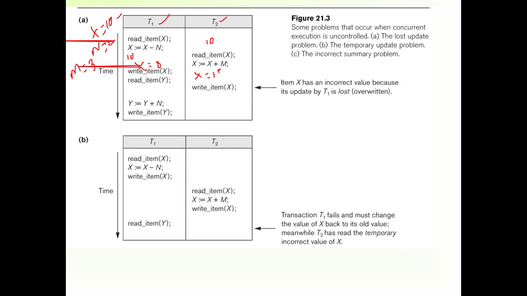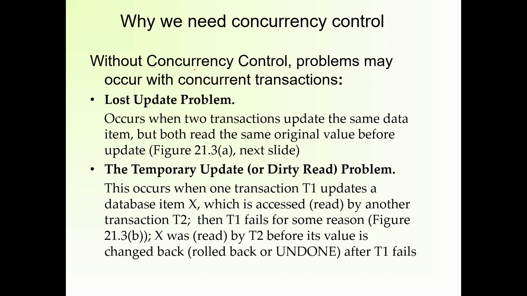In the same way, if I execute T2, then the 10 value becomes 13. So now we are in a dilemma: which one is the correct value? For the same X value you are getting two values, whether it is 8 or 13. That is the problem we call the lost update problem. Lost update problem means both read the same original value before the update, and one of the updates is not reflected in the other one.